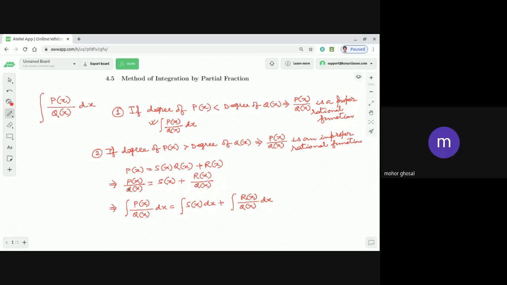Yes. It means p(x) could be a linear polynomial and q(x) a quadratic polynomial, or p(x) could be a quadratic polynomial and q(x) a cubic polynomial, or p(x) could be a linear polynomial and q(x) a cubic polynomial. In a single statement, we can say the degree of p(x) is less than the degree of q(x). And here also, the degree of r(x) is less than the degree of q(x). Dear Sagnik, absolutely clear?